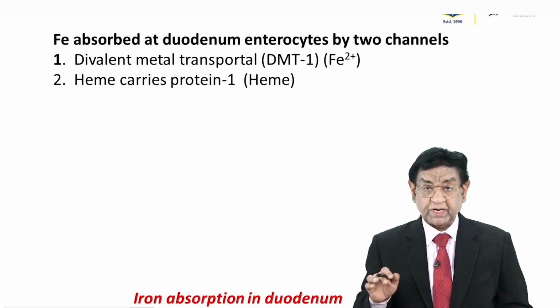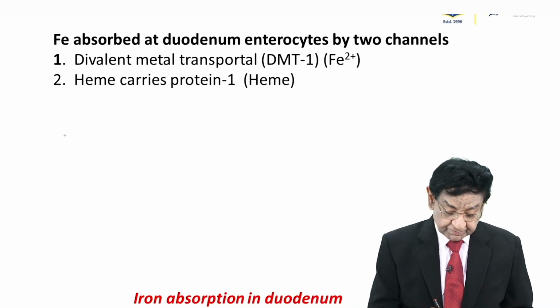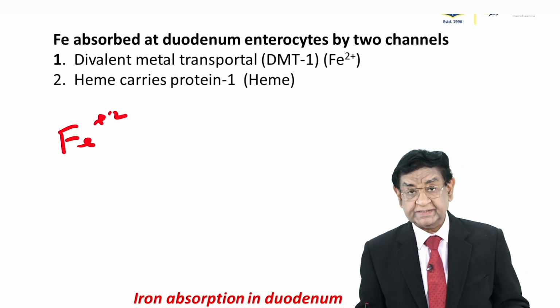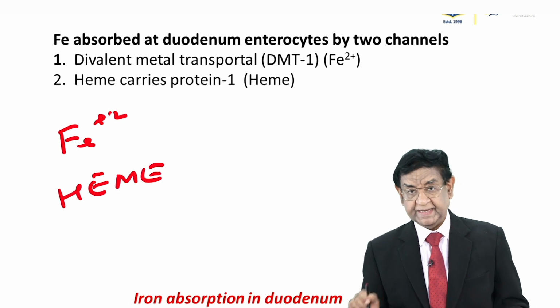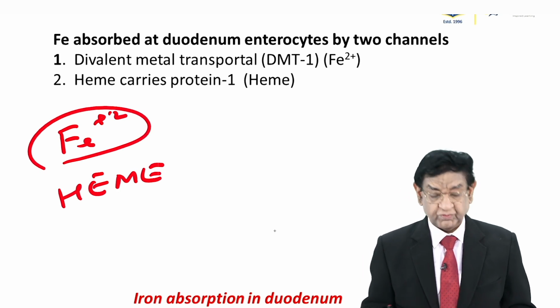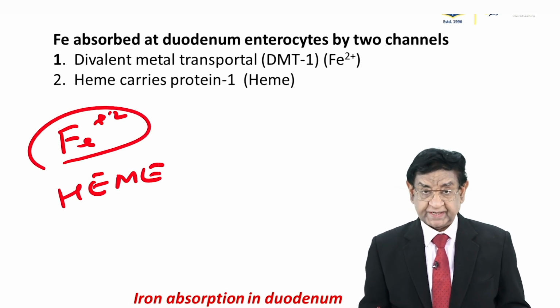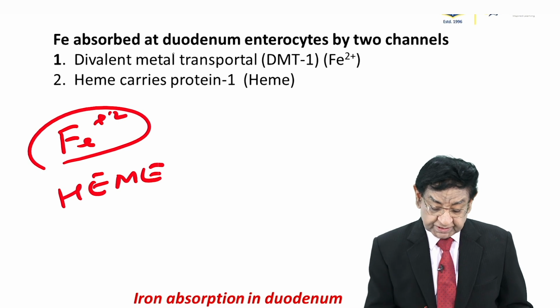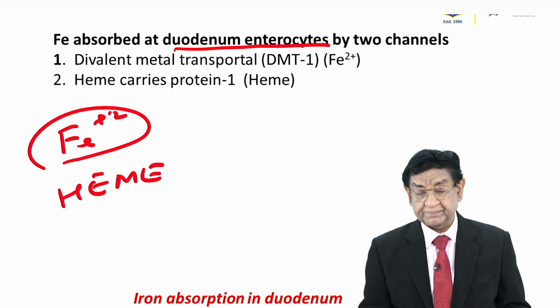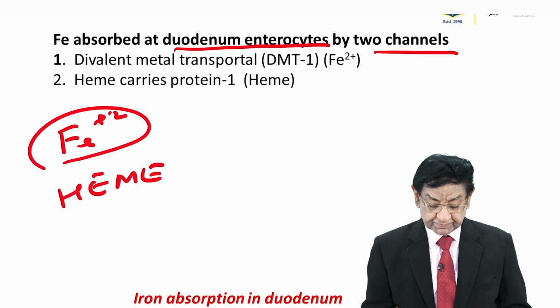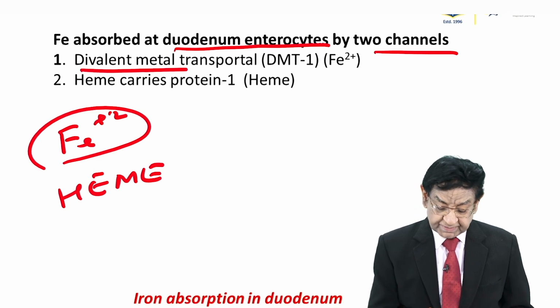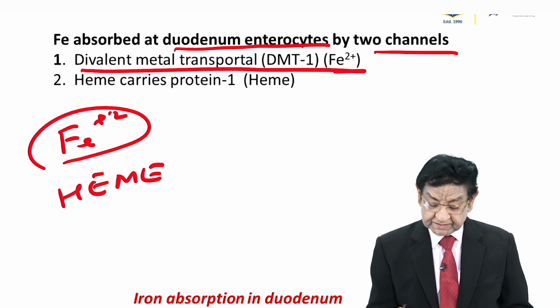Well, so now in the duodenum we have ferrous, which has come from ferric, and we have heme, which is there in animal food. Now in the duodenum, the enterocyte, the cell lining of the duodenum, will absorb iron by two mechanisms. There is one divalent metal transporter, DMT1, which absorbs ferrous.